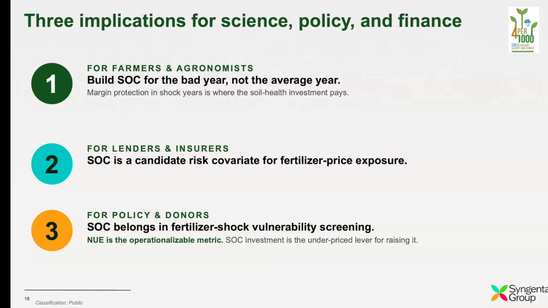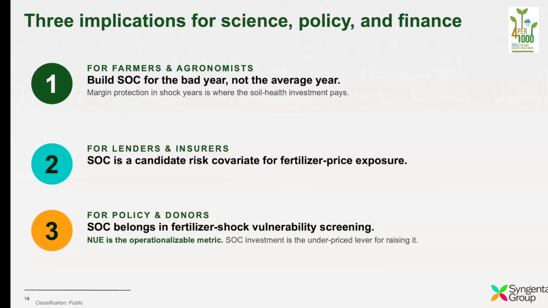For lenders and insurers, this is a topic I'd love to talk about more. SOC is an important variable in assigning or predicting agronomic risk. So risk of crop failure and therefore insurance payout or default on loans. So it's something that should be incentivized in loans and in insurance policies.